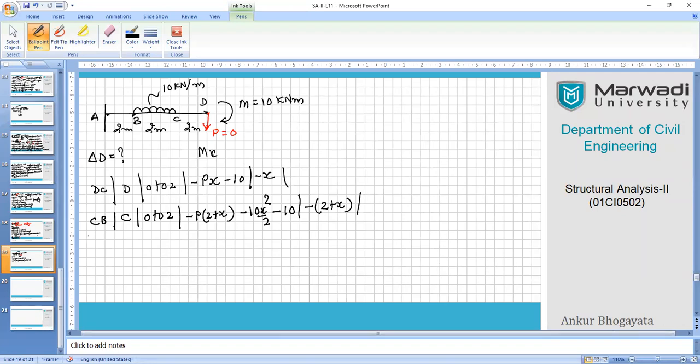And finally B to A, origin is B, length is 0 to 2. The equation will be P into 4, sorry, P into 4 plus x, minus 10 into 2, that is total force, into 1 plus x minus m, right, and here it would be 4 plus x. That's all.